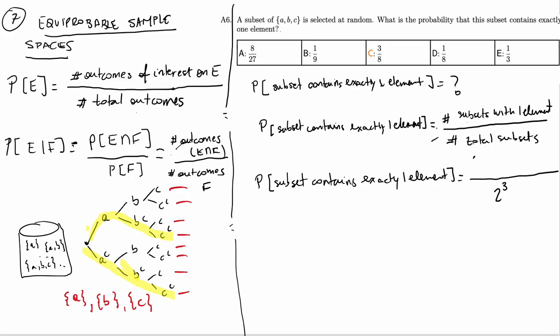So what is the number of subsets with 1 element that interests me? Well, 3. Divided by the total number of possible subsets that I can do, which are 8. And that's the probability. So this is actually equal to 3/8, and this is the answer. Okay?